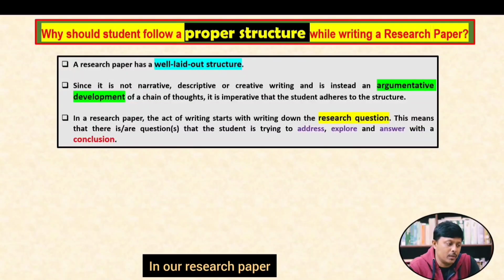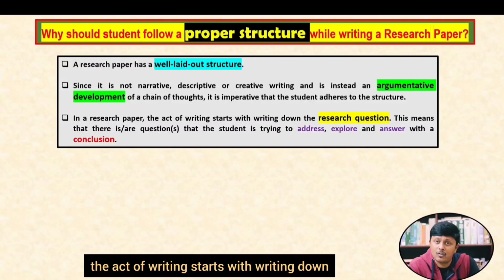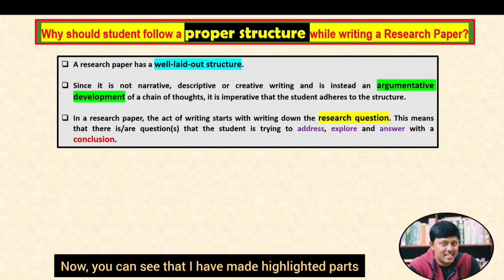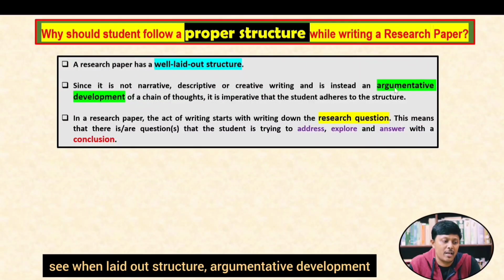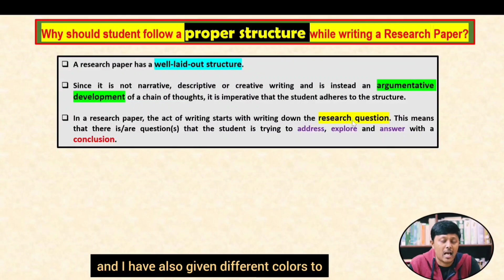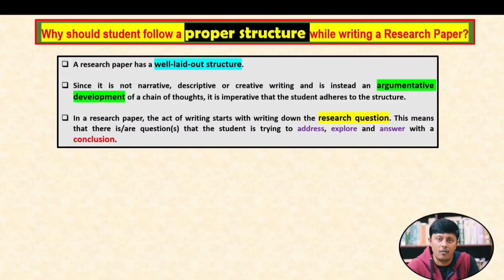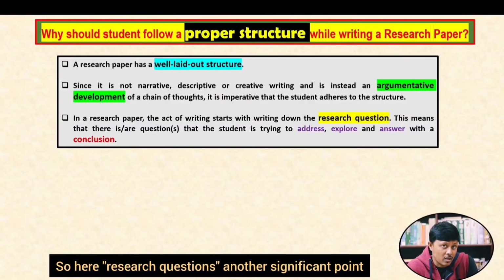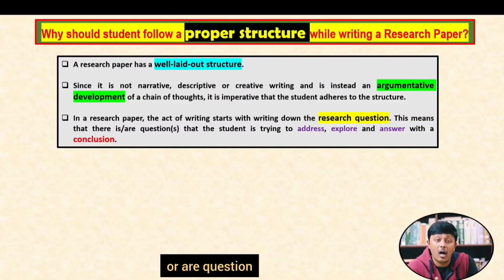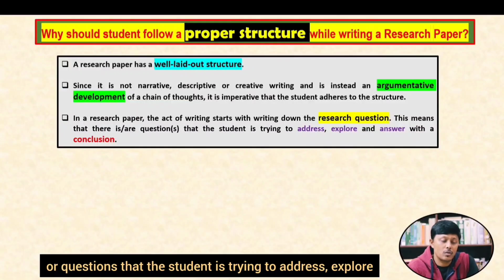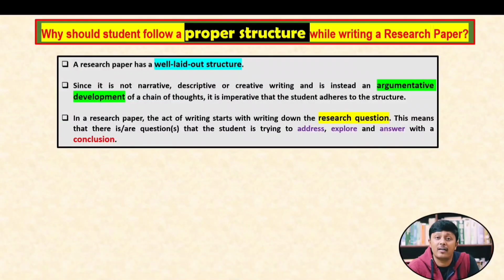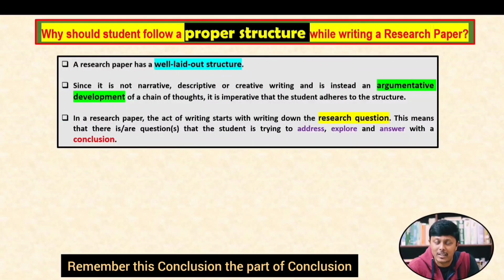In our research paper, the act of writing starts with writing down the research question. Now you can see that I have highlighted parts: well laid out structure, argumentative development, research questions, and I have also given different colors to those significant words that may be of help. So here, research questions, another significant point. This means that there is a question or there are questions that the student is trying to address, explore, and answer with a conclusion. Remember, the part of the conclusion is also significant.